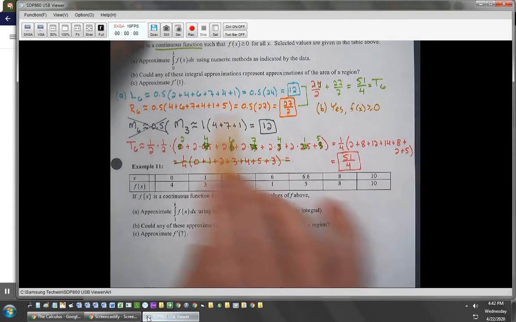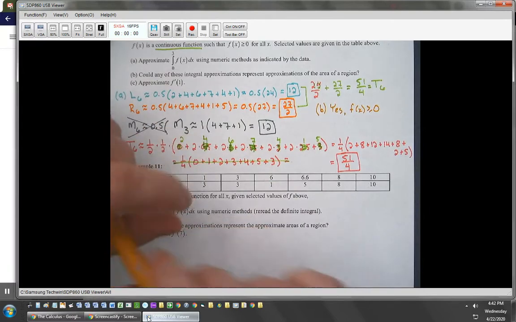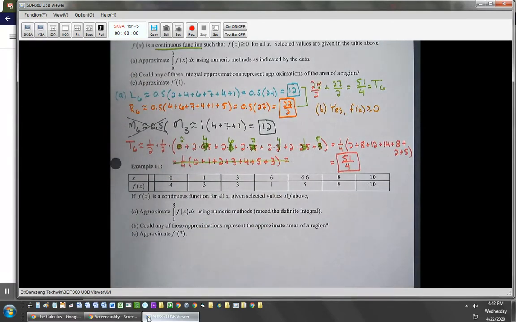All right, can you approximate f prime of 1? Let's go back to the old time machine. There are 3 different ways that you could approximate what f prime of 1 is. Pause it, see if you can remember how we did that first semester.